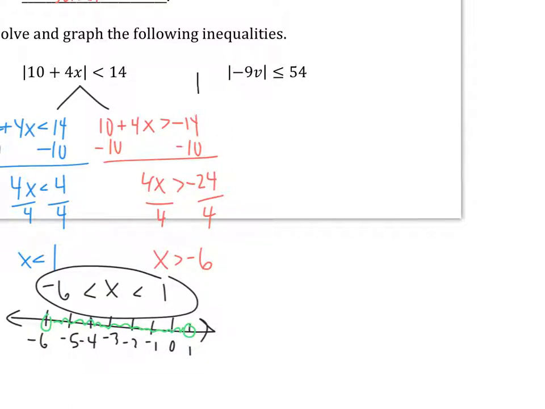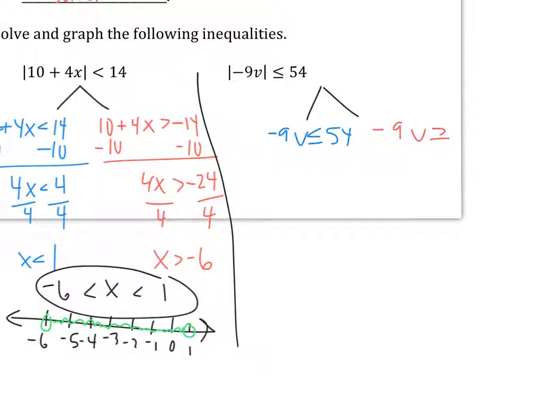All right, so let's break this into two cases. So -9v is less than or equal to 54, and -9v is greater than or equal to -54. Right, so now I have to flip the inequality sign and change the sign of the number. So as I solve this first example, I'll divide by -9. v is greater than or equal to -6. Divide by -9. v is less than or equal to 6.